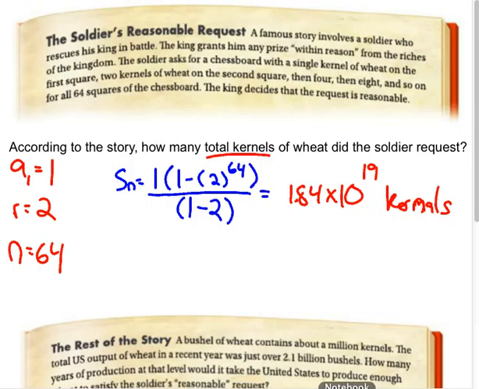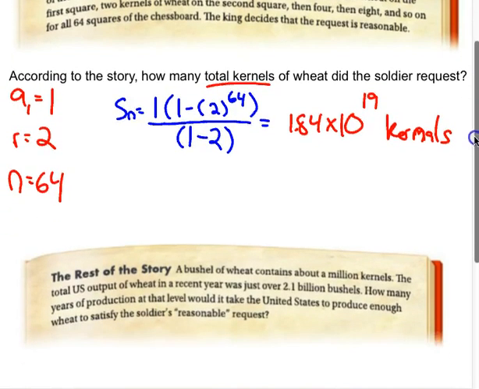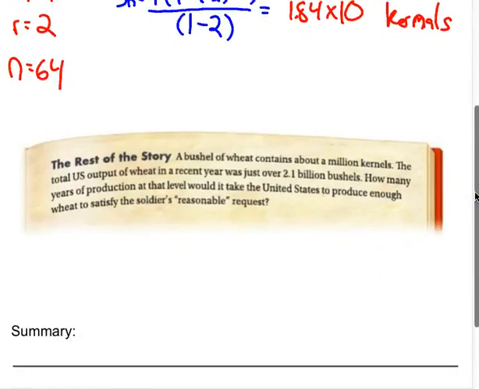So, let's put this number in context, because when we get numbers that big, we don't even know how to think about them. A bushel of wheat contains about 1 million kernels. The total U.S. output of wheat in recent years was just over 2.1 billion bushels. How many years of production at that level would it take the United States to produce enough wheat to satisfy the soldier's reasonable request? Okay, so a bushel of wheat contains about 1 million kernels.